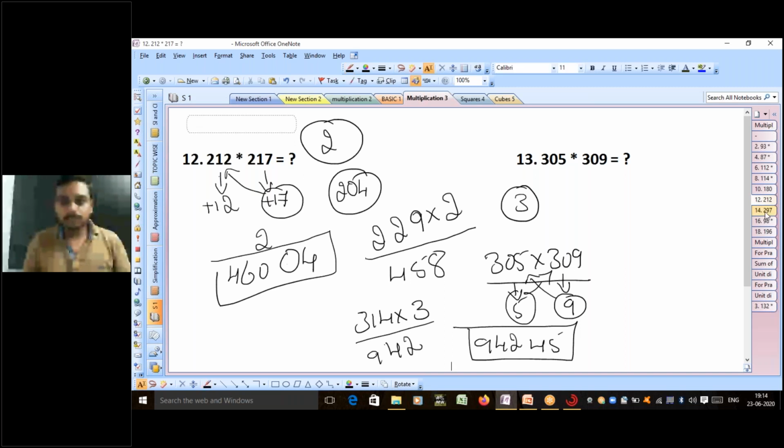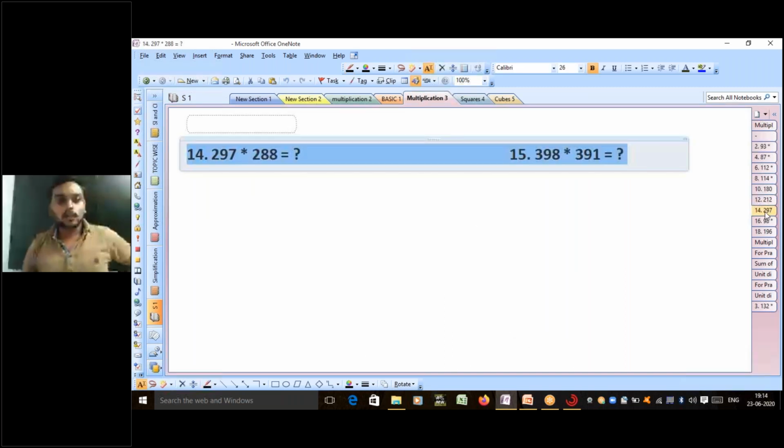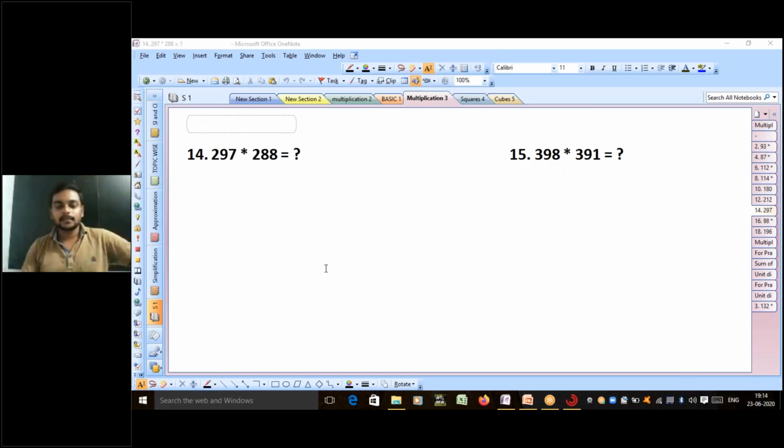Next one. 297 into 288. Here you have a number less than 300. Both the numbers are less than 300. I'll let you know how to multiply a number. If one number is less than 100 and other number greater than 100, I'll let you know later. Good.